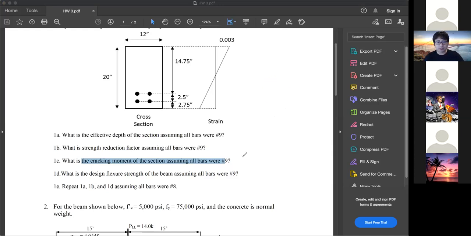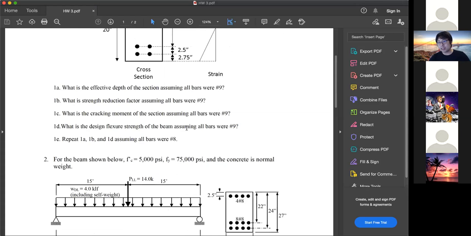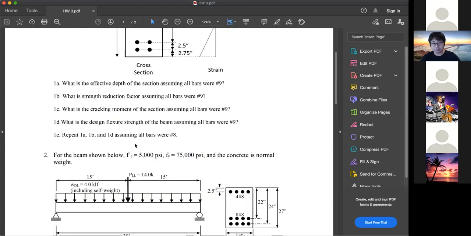So 1D, what is the design flexure strength assuming all bars number 9? You know how to do that. And repeat 1A, 1B, 1D assuming all bars are number 8. Considering the difference between number 9 and number 8, if you use number 8, you have more bars. If you have 12 inch of width and need 3 number 8 bars to have the same area as number 9, you might not be able to fit them. So be careful on the spacing.